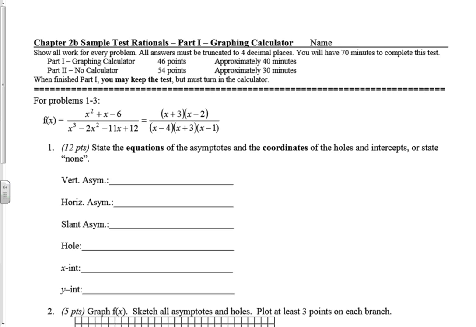So I've given you a function here, f of x. It's a rational function, and I've given it to you in two forms. This first form is where everything's multiplied out, and then the second form is in factored form for you. So let's start out and state the information about this thing.